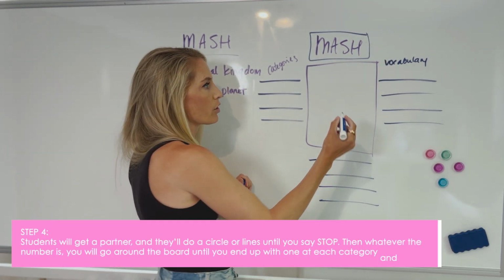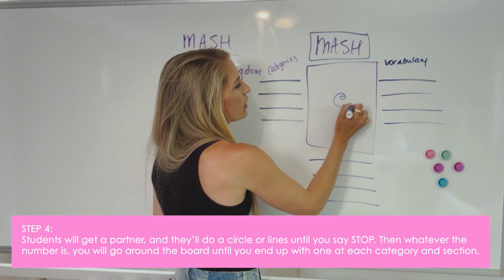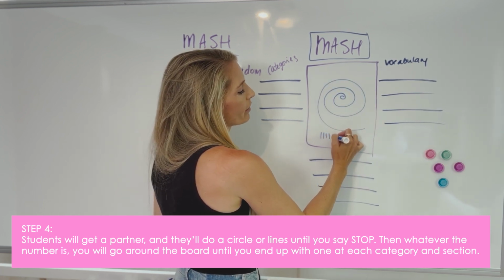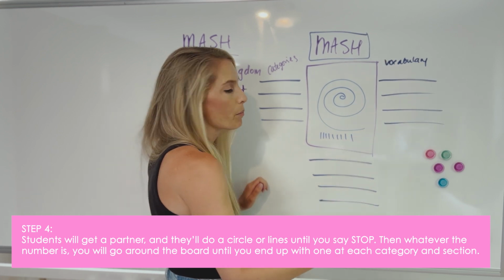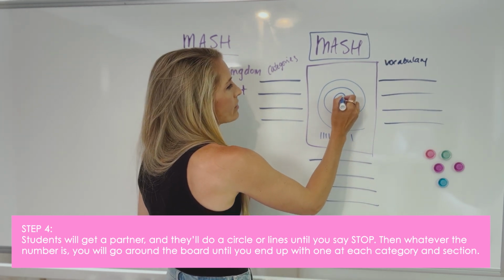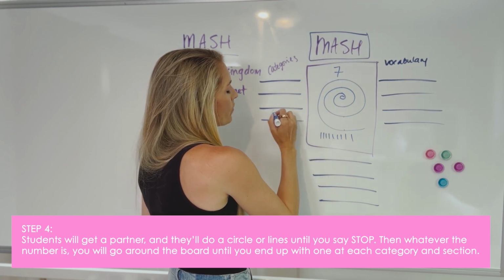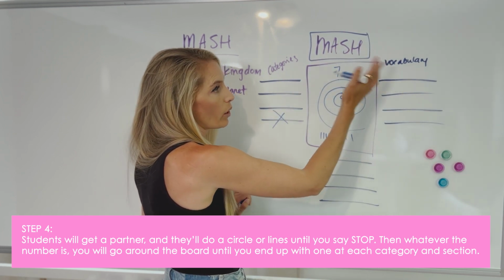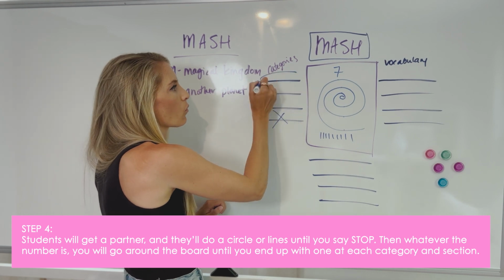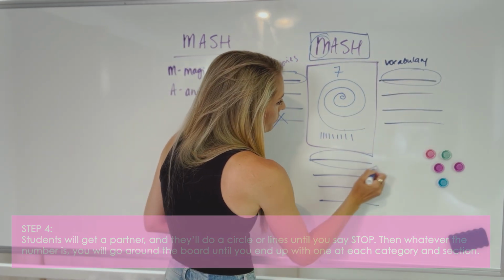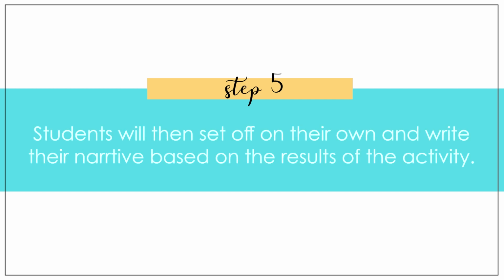But then students get with their partner and they'll do the circle, or I think at some point when I was a little kid, we also did the lines until we said stop. And then whatever that number is, that's what we count. 1, 2, 3, 4, 5, 6, 7. We cross this one off, right? And we go all the way around the board until we end up with 1 at each category and section. And then students set off on their own to write their narrative piece.